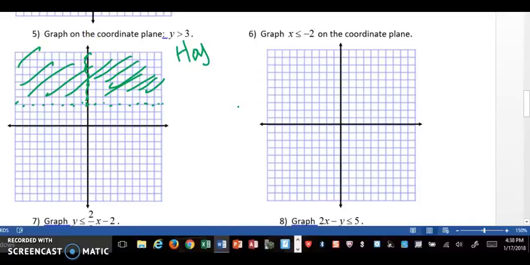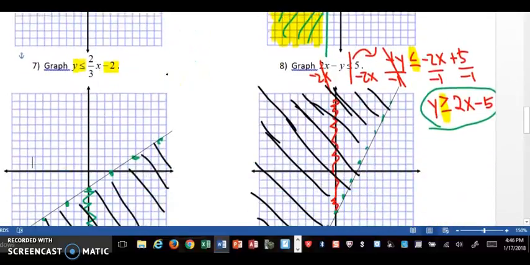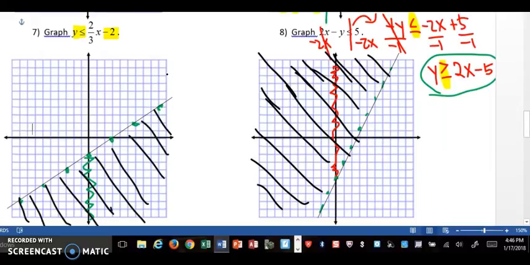Please pause the video and try number 6, 7, and 8, and then check when you're done. Here's the answer for number 6, and then answers for 7 and 8. You can pause the video and check your answers.